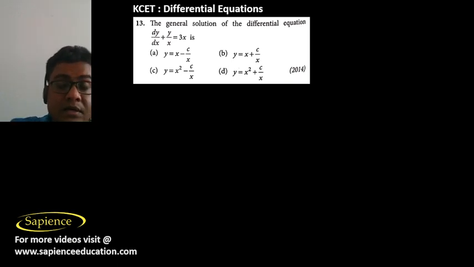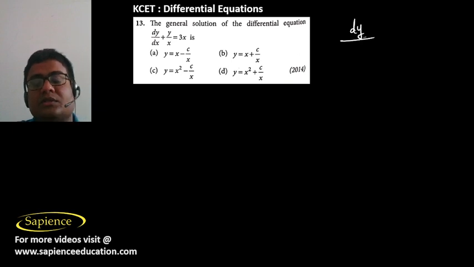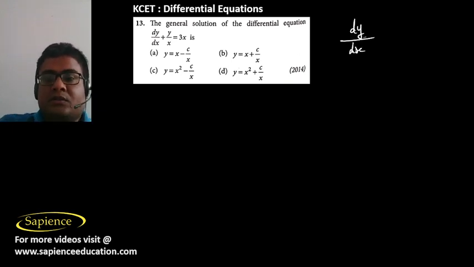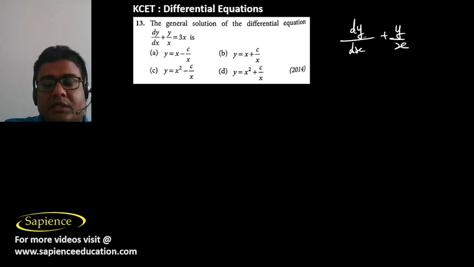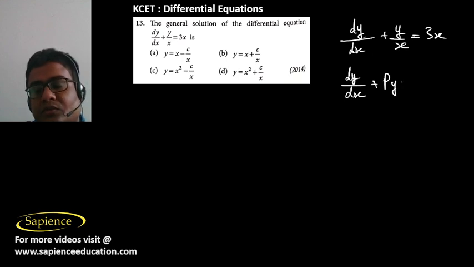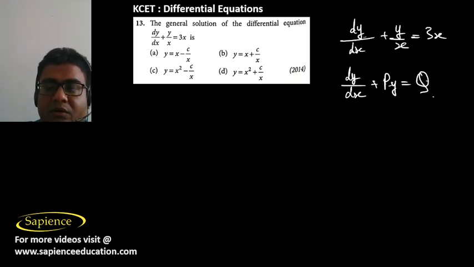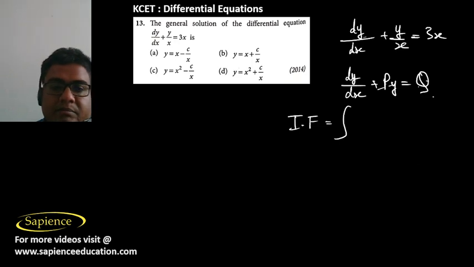So question number 13, it is asked: the general solution of this differential equation is how much? So this is dy by dx plus y by x, that is equal to 3x. We know that if we have dy by dx plus Py equal to Q, where P and Q are functions of x, then we have to find the integrating factor, that is equal to e power integral P dx.